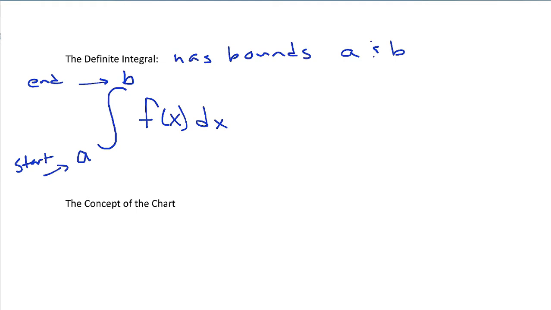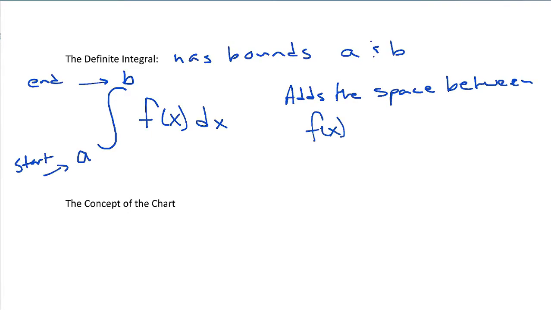So this adds the space between f of x and the x-axis from x equals a to x equals b. That's what it does. Now, we got to kind of think about what that does. This is what's called an accumulator.